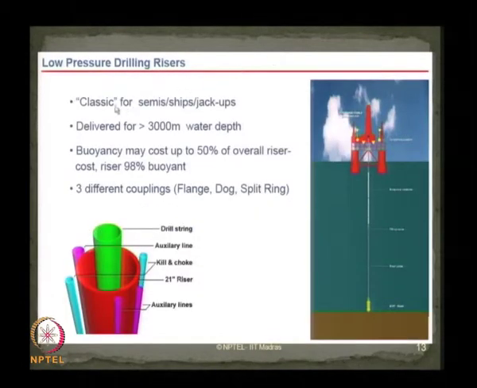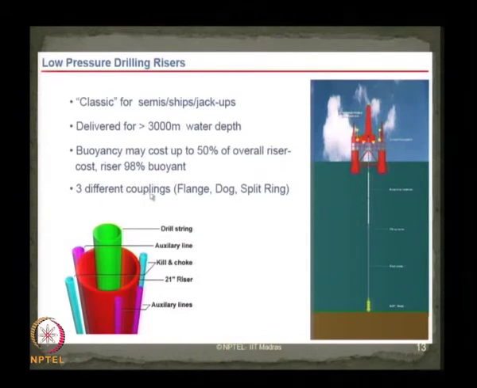If you look at the pressure involved in drilling risers, if you focus closely on low pressure drilling risers, they are classically used for semi-submersibles, drill ships and jack-up rigs. They are generally used for water depths of much more than 3000 meters. Essentially the governing factor for this kind of low pressure drilling riser is that the buoyancy may cost about 50% of the overall riser cost, which makes the riser 98% buoyant.